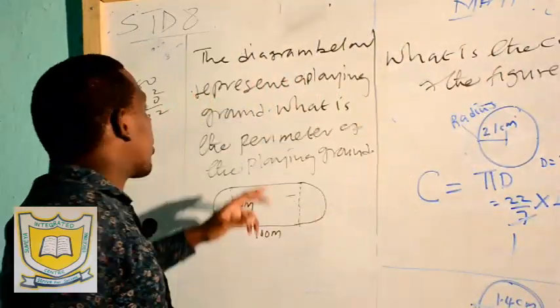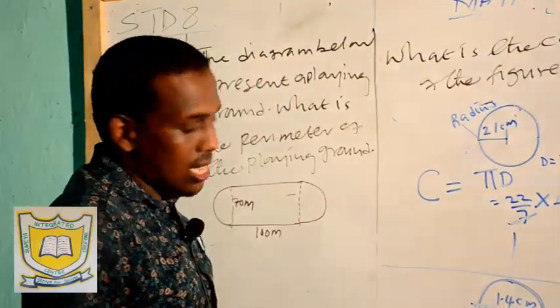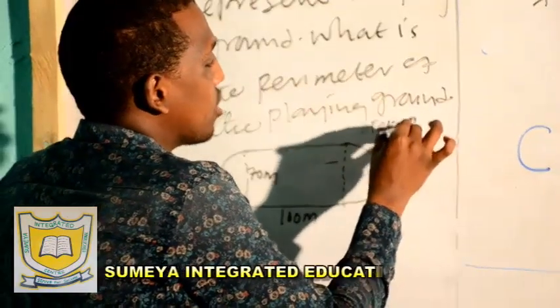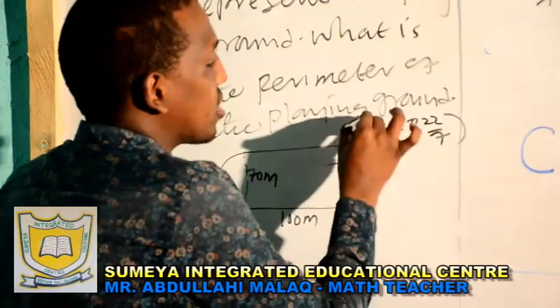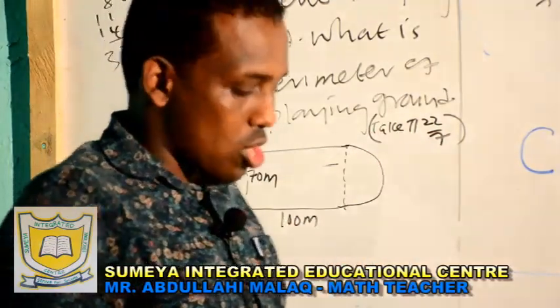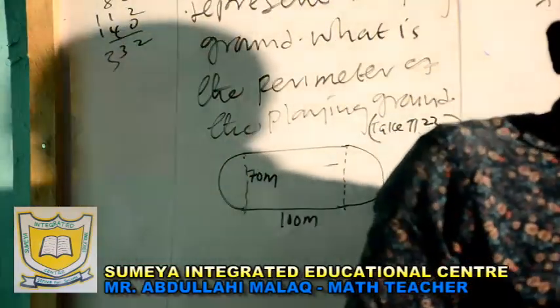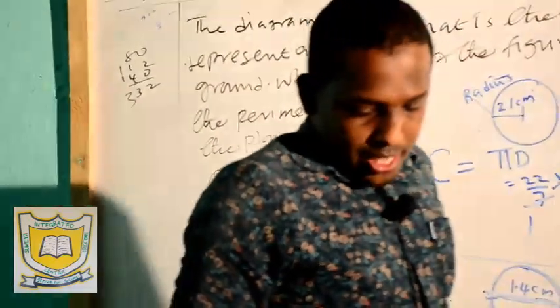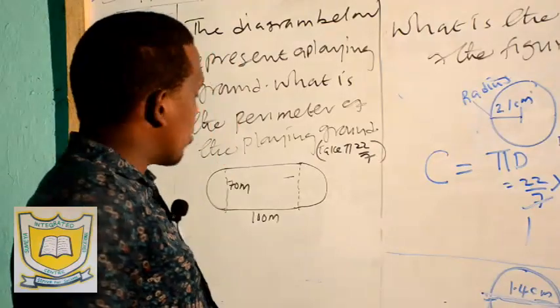So now you are told find the perimeter of this playing ground, and you are told take pi as 22/7. We follow the instructions. If they say 3.14, we will use that. They have instructed us, so we use that one. So page 92, number 2 is what we are doing now.